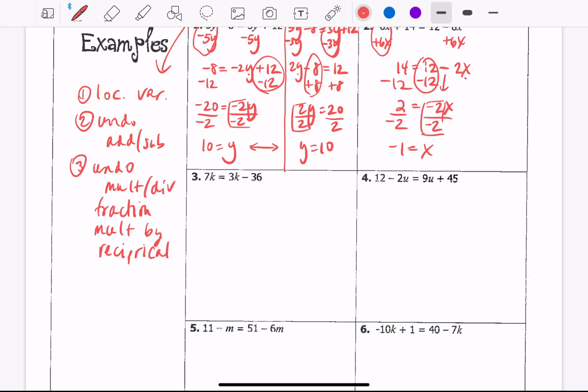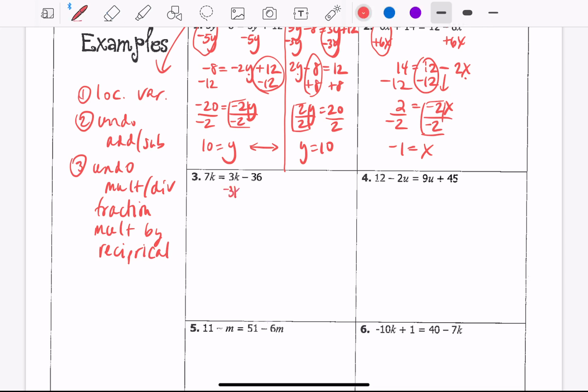Okay, so next question, 7k equals 3k minus 36. I don't have parentheses that I need to simplify. I don't have like terms on each side, but I do have variables on both sides. I could subtract 7k from both sides, but I get 0 on the left, and I'm just not comfortable with that. So I'm going to do the 3k.